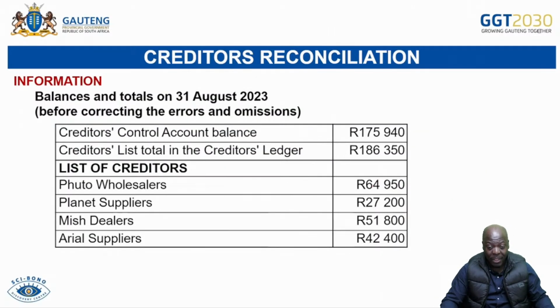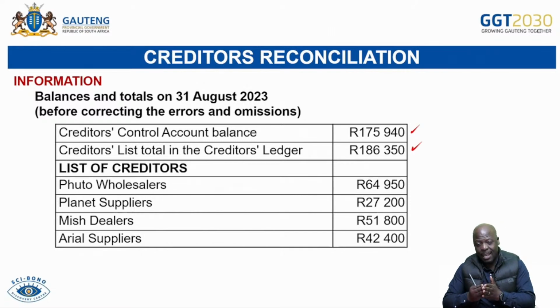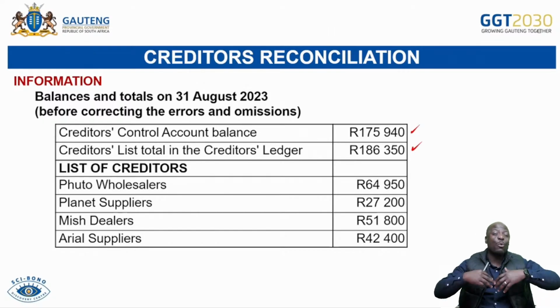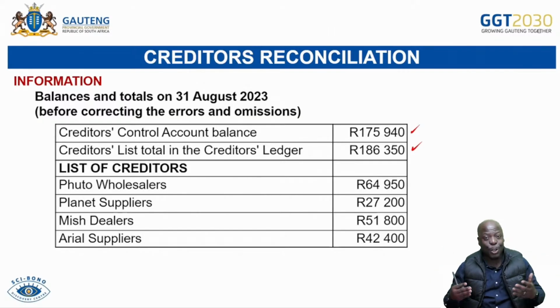Balances and totals on 31 August 2023 before correcting the errors and omissions. We have the creditors control account balance, which is 175,980. And the creditors list total in the creditors ledger is 186,350. The moment these amounts do not agree, then we have a problem. Should they agree? Definitely they should agree. Why should they agree?